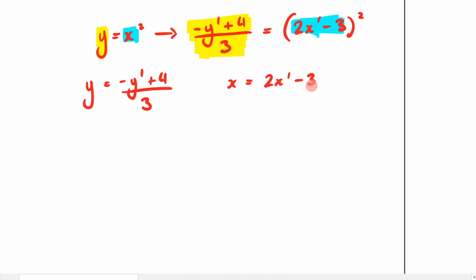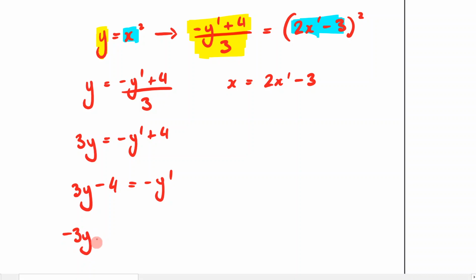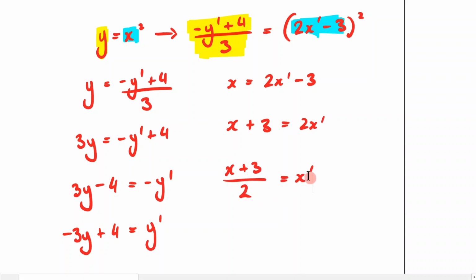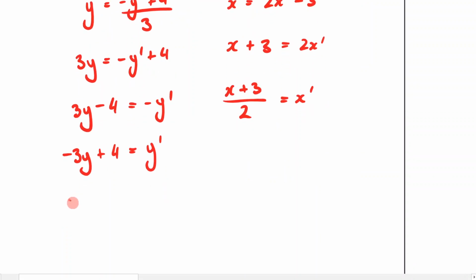I now am going to solve for y dash and x dash. So this is going to become 3y is equal to negative y dash plus 4. 3y minus 4 is equal to negative y dash. So that means negative 3y plus 4 is equal to y dash. And then over here, x plus 3 is equal to 2x dash, so x plus 3 divided by 2 is equal to x dash. Now I might even do one more step. I might just write it like this, so it's left to right, because in my brain this just makes more sense.